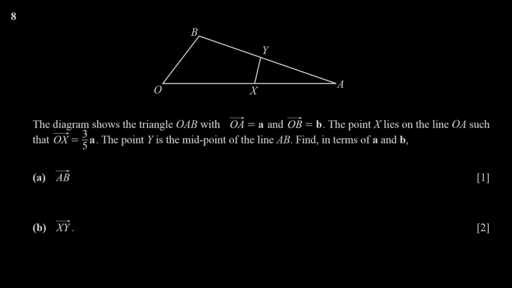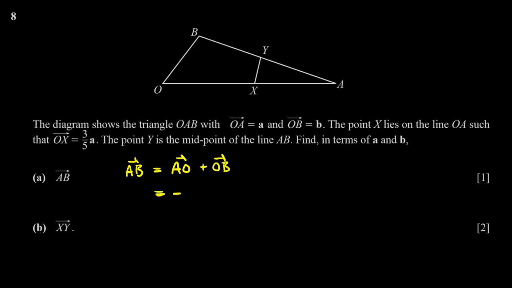Well, A to B, how can we do that? Well, to go from A to B, I can go from A to O and then O to B. So I think that's the best way to write it. The vector AB is I travel from A to O, and then I go from O to B, right? Imagine walking along this diagram.